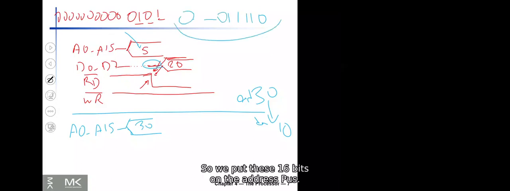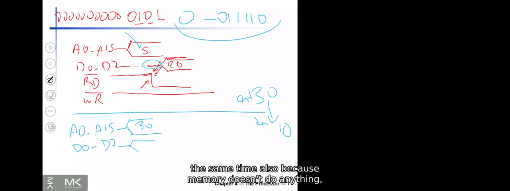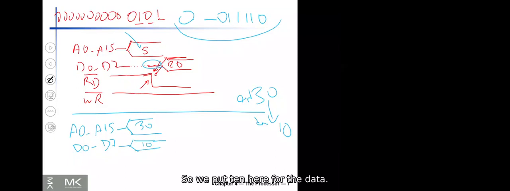So we put these 16 bits on the address bus. So the address bus is now 30. And then, here is the important part, we should provide data at this time. It could be at the same time also, because memory doesn't do anything, we just provide the data. So we put 10 here for the data.